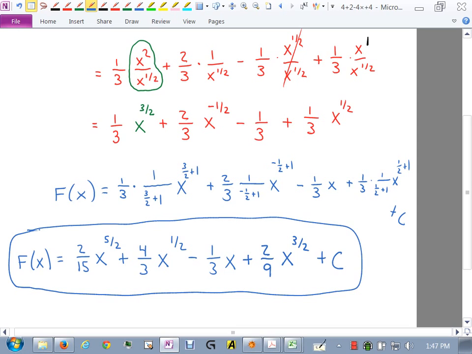Kind of got the hang of it? Practice makes perfect, all right? You just got to practice. It's not enough to sit here and be like, yeah, I could do that, and not go through and get your brain working with it. All right. So, that's power rule. Let's get back to that tangent problem now.